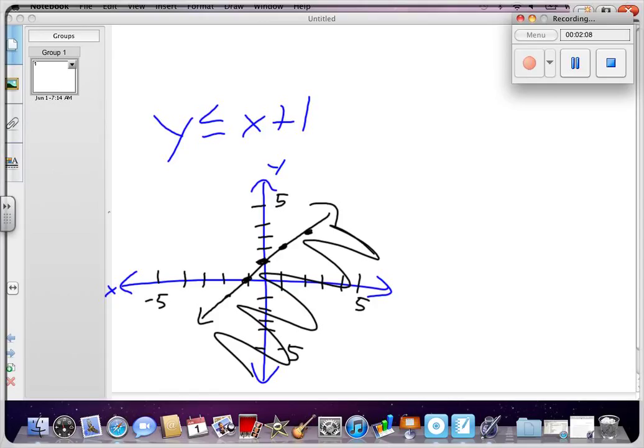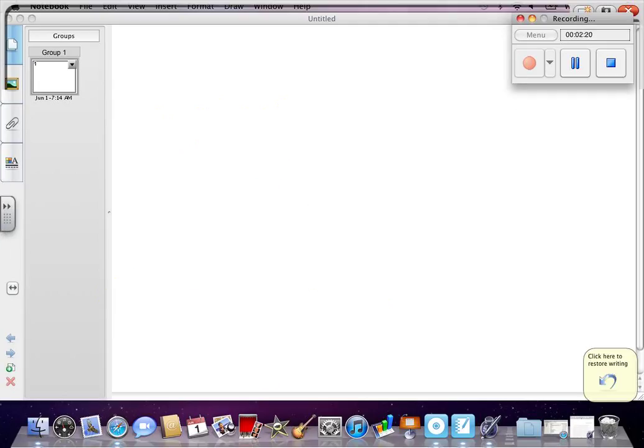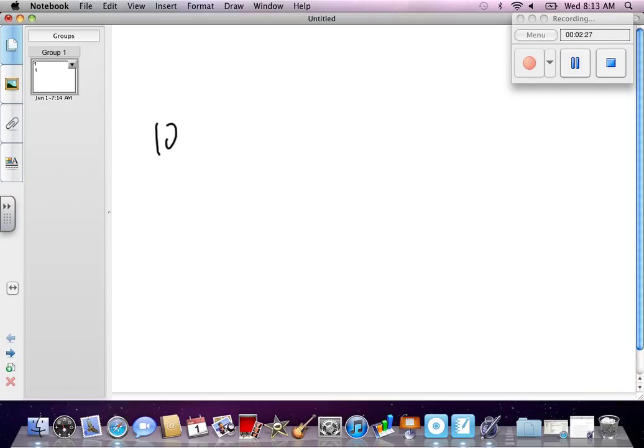All right, let's look at 12. Everyone should be writing these down. All right, we're looking at 12, which says y equals x plus 3 and x equals 2. You're going to choose the correct graph for the system of inequalities.